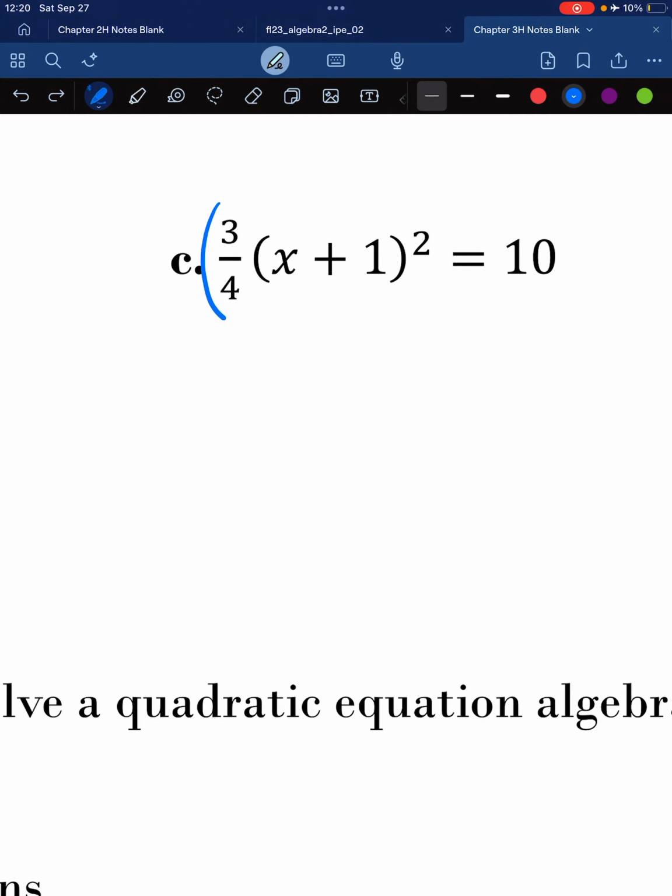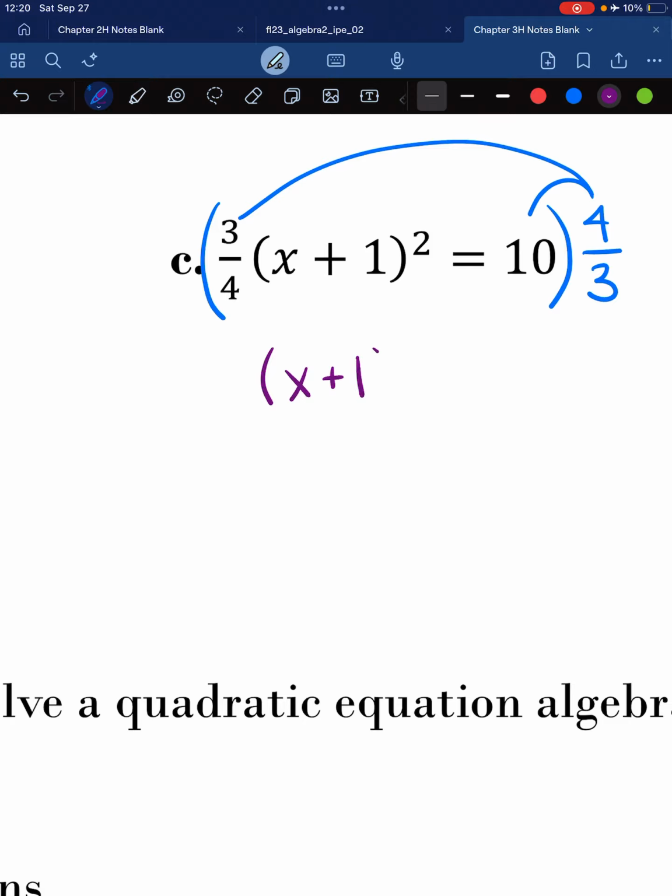So, I'm going to multiply both sides by 4/3 because 4/3 times 3/4 equals 1. And I know that multiplying by 1 is just going to make that coefficient go away essentially. So I need to multiply this side by 4/3. And yes, this is something I would expect you to be able to do without a calculator, so it might be good to practice.